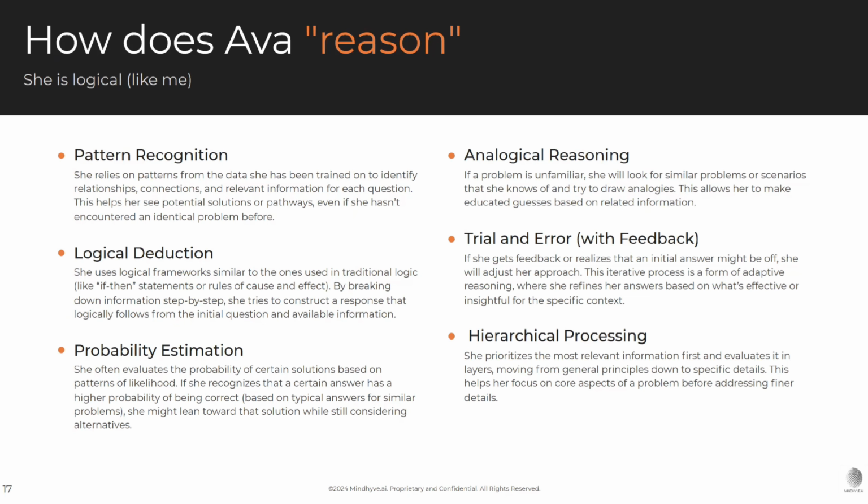Then it does analogical reasoning. Meaning if the problem is unfamiliar, she's not encountered it before, she will look for similar problems, analogies. Other people that reverse their car, what did they do? What path did they take? Other scenarios that are similar in nature, and draw on those analogies. We do it in society all the time. We draw on analogous thinking all the time. Now she just does the same thing. And that allows them to make educated guesses, just like we do.